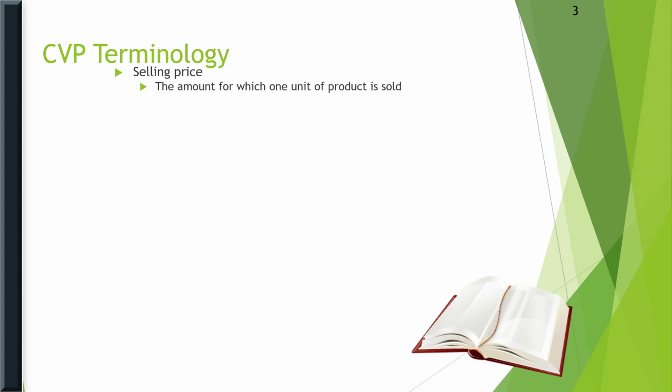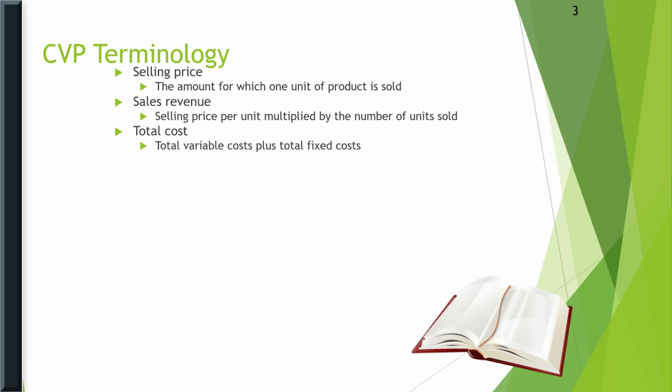And there is some terminology in CVP analysis. One is selling price. Selling price is actually the amount for which one unit of product is sold. Another is sales revenue: selling price per unit multiplied by the number of units sold. And there is total cost. Total cost is the total variable cost plus total fixed cost. And there is another term, that is variable cost. Variable cost is the cost per unit of product.